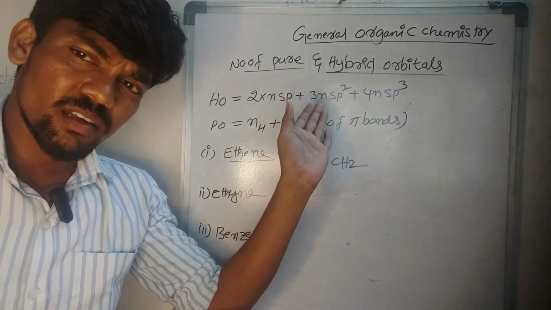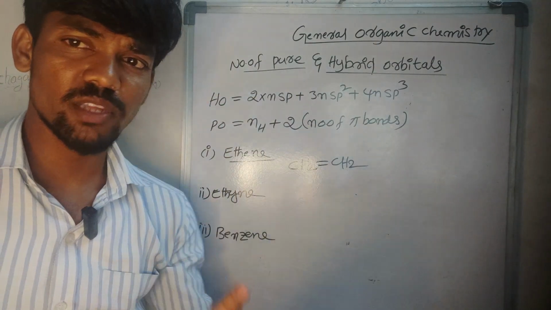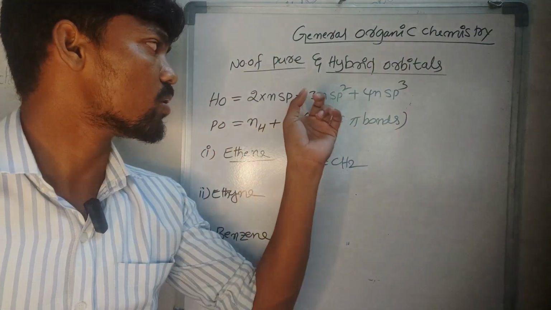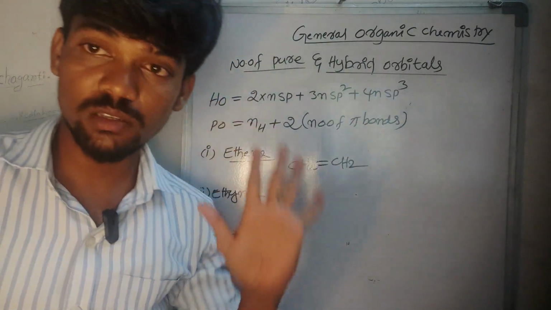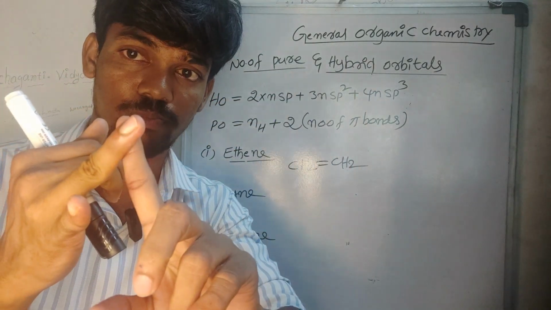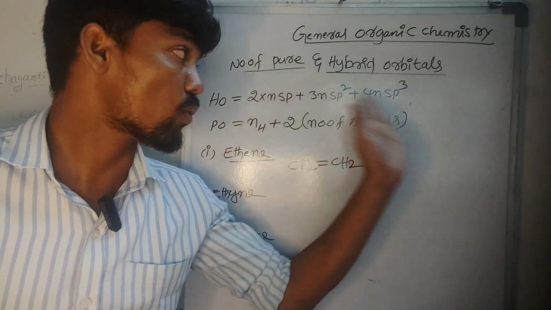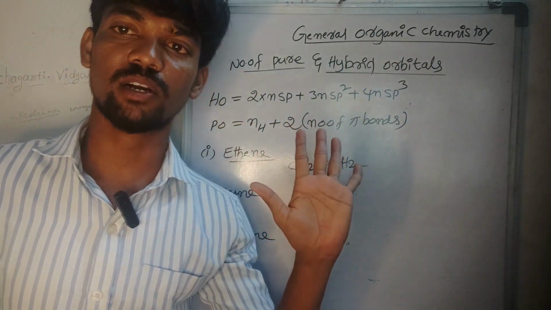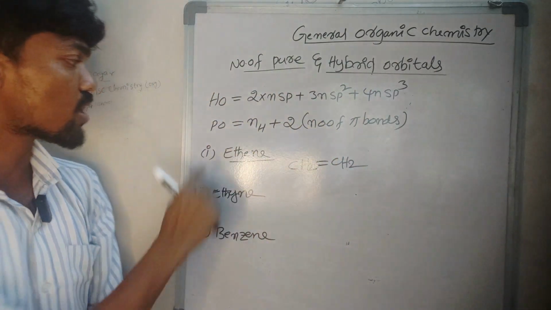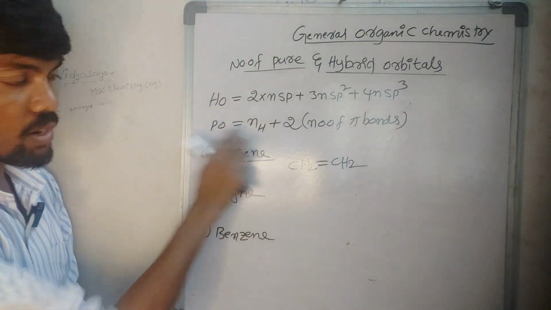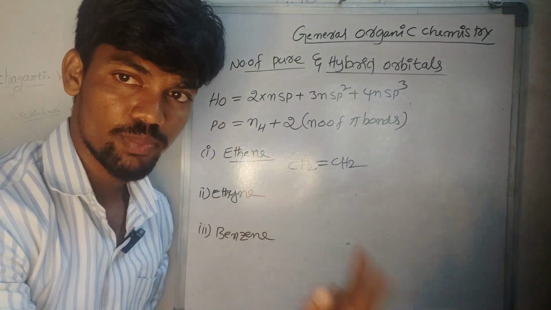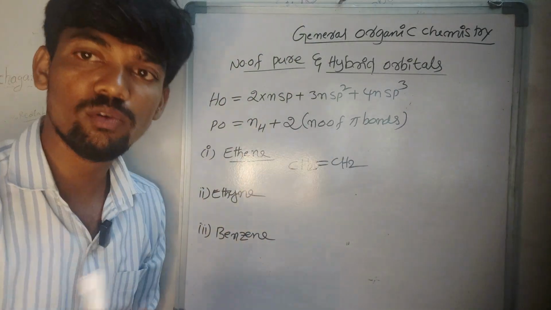If sp2 hybrid is there, sp2 means 1s 2p, so 3 into the number of sp2 carbons. If sp3 is there, 1s 3p, so total 4 is there, 4 into the number of sp3 carbons. We have to go through that one. Coming to pure orbitals, simply the number of hydrogens in the molecule plus 2 into the number of pi bonds.